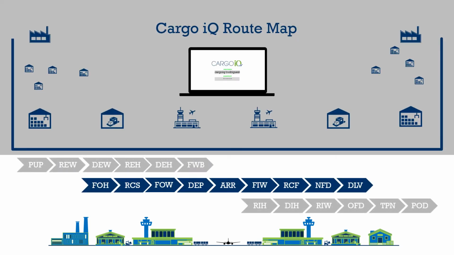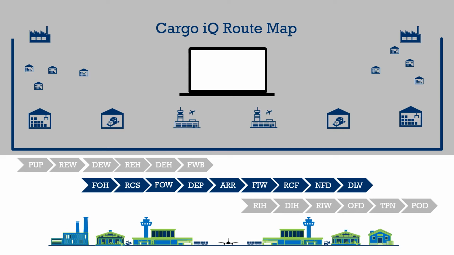To allow for planning and control of shipments, we create route maps. Route maps are a plan for the step-by-step delivery of an air cargo shipment. Route maps are created by forwarders and by carriers. Forwarders create route maps from the shipper to the origin airport. Carriers then plan a route map from the origin airport to the destination airport, which we call airport-to-airport route map.